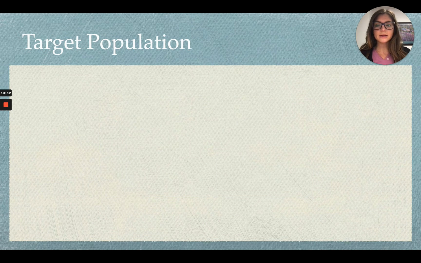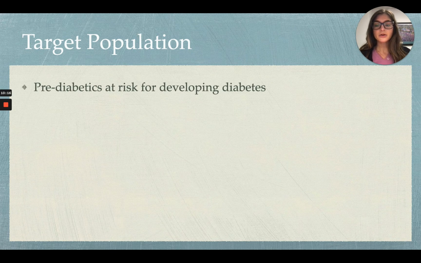Now, why is this diet important, and who is our target population? The target population for an individual who we may put on a no concentrated sweets diet is a pre-diabetic who is at risk for developing diabetes. They don't necessarily need to be on a strict diabetic diet with a consistent amount of carbohydrates, but we want to limit the amount of concentrated sweets that person may be consuming in order to help reduce those spikes in glucose levels.